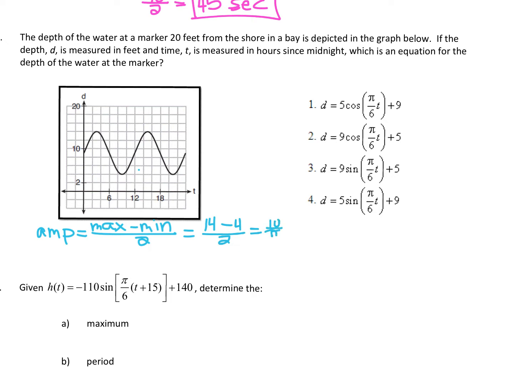Oh, I'm putting a 5 there instead of here. Okay, so our amp is 5. So that being said, we can cross off choice 2 and choice 3, right, because these have amplitudes of 9.